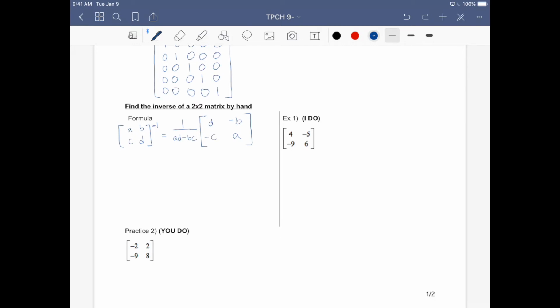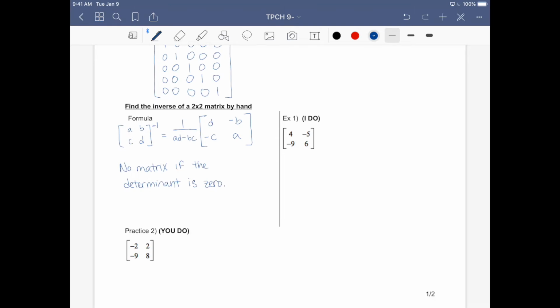So if you use that formula, then you will be able to find the inverse of a 2 by 2 matrix. There will be no inverse if the determinant of that matrix is 0. Also, because you can't find a determinant for a non-square matrix, you can't find an inverse of a non-square matrix.